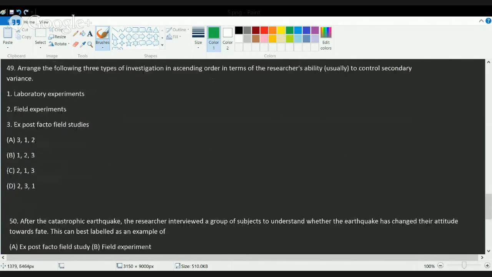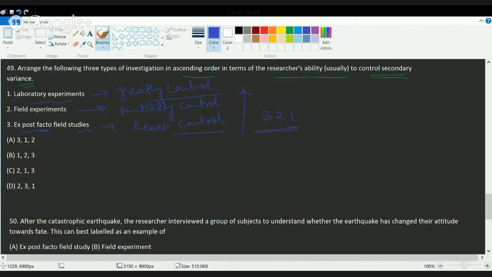Now the next question. Here you are asked to find the ascending order in terms of the researcher's ability to control the secondary variance. When I am in laboratory settings, I can greatly control the variance. When I am in a field setting, I can partially control the settings. And when I am in a situation which has already happened, an exposed factor situation, I can least control the secondary variables because what was to happen has already happened. So I can least control the factors here, and I can maximally control the factors in a laboratory setting, because under a laboratory experiment I can control all the variables that I wish to control. So the correct ascending order should be 3, 2, 1.